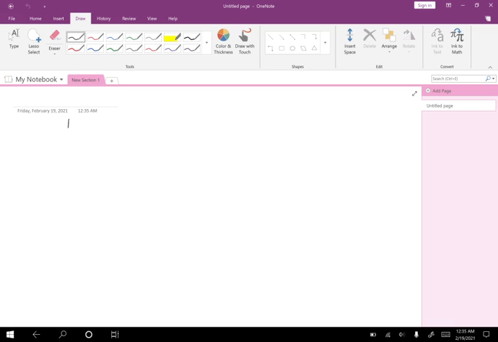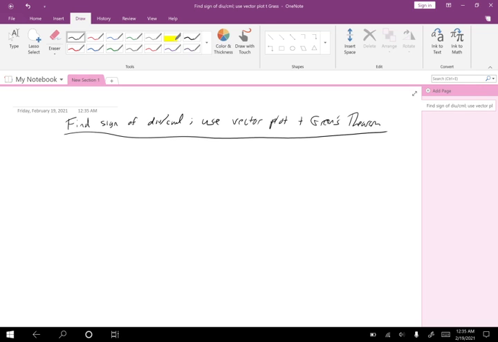Okay, we're going to talk about a class of problems where you're asked to find the sign of the divergence of curl. And you're going to use a vector field plot and Green's theorem. So just why are we using Green's theorem again? Isn't it just that Q_x minus P_y thing?